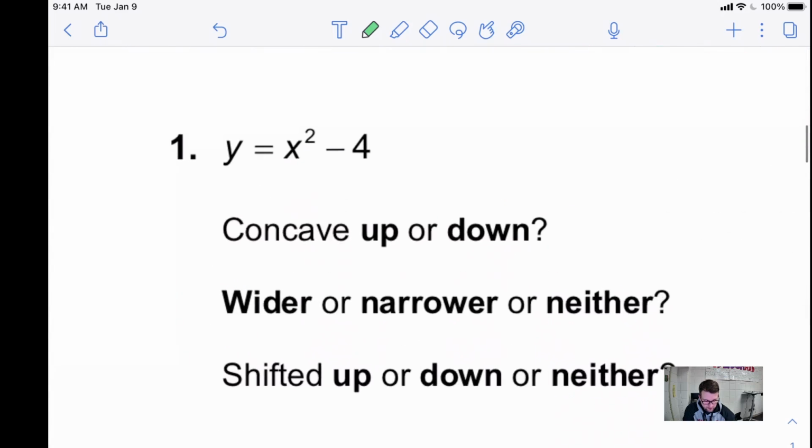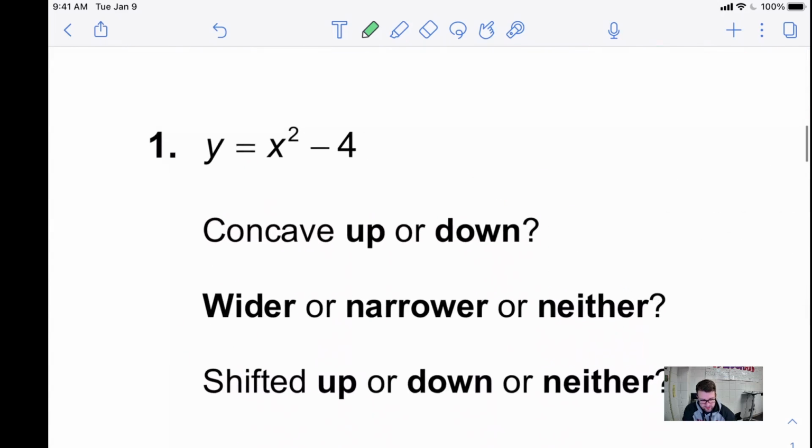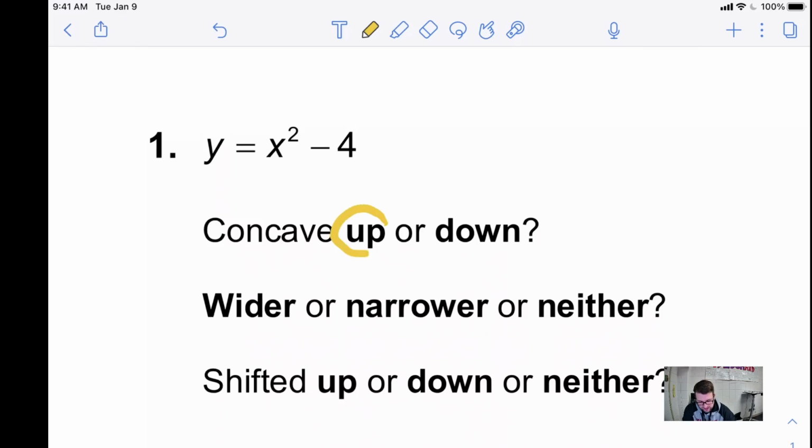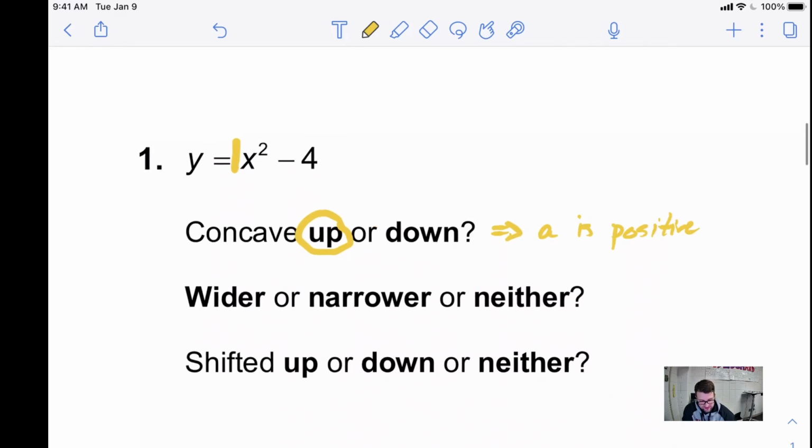So, looking over here at problem number 1, first thing we want to know is is it concave up or concave down? And in this one, our answer is going to be relatively easy. It's going to be concave up. And the reason it is up is because there is a positive 1 here, right? So let's give a reasoning here. A is positive, right? Remember, that's our biggest indicator as to if we are going to be concave up or concave down.